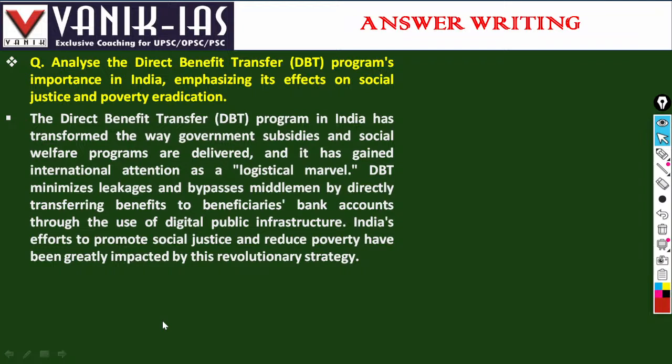Then come to the question: analyze the Direct Benefit Transfer DBT program's importance in India, emphasizing its effect on social justice and poverty eradication. So earlier, all the government aid was given through cash, which has been discontinued. When the people have a Jan Dhan account, they have an identity called the Aadhaar, and they have a mobile phone.